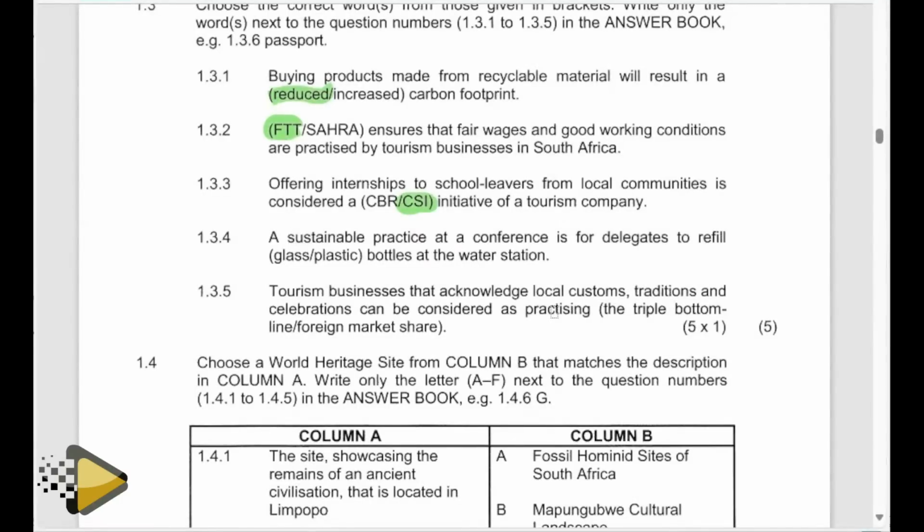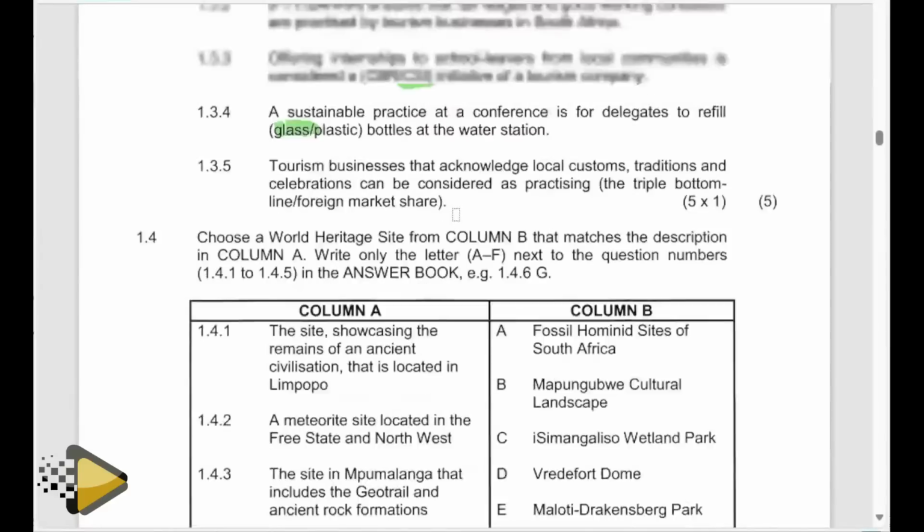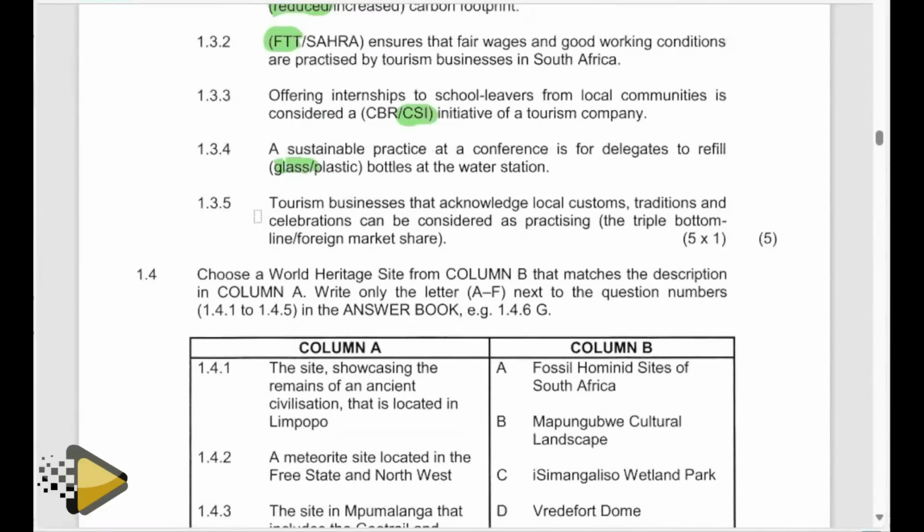1.3.4, a sustainable practice at a conference is for delegates to refill their glass bottles at the water station. It will be to refill their glass bottles at the water station. Then tourism businesses that acknowledge local customs, traditions, and celebrations can be considered as practicing the triple bottom line. So the correct answer there would be the triple bottom line.